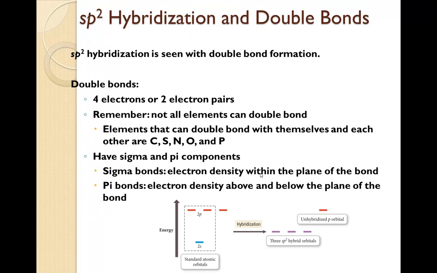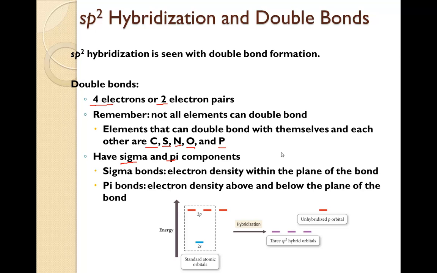So let's take a closer look at sp2 hybridization when seen in a double bond. A double bond, as you know, has 4 electrons or 2 electron pairs. Not all elements can form double bonds. Elements that can double bond with themselves or each other are carbon, sulfur, nitrogen, oxygen, and phosphorus. Also remember, just like we talked about in the previous tutorial when we were talking about the difference between sigma and pi bonds, that a double bond has both sigma and pi.